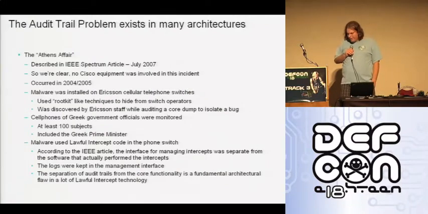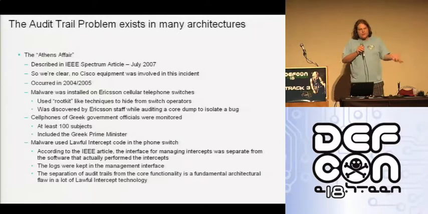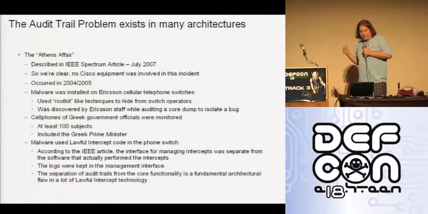And so they started looking at the core dumps, and they discovered that there was assembly code in the core dumps that their engineers didn't write. And it turns out it was spying on people. So that's got to be the technical support escalation nightmare of all time. And what it did is access the lawful intercept feature in the switch and use it to spy on a number of members of the Greek government.